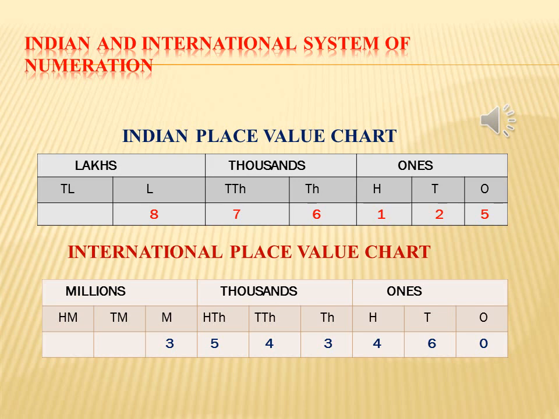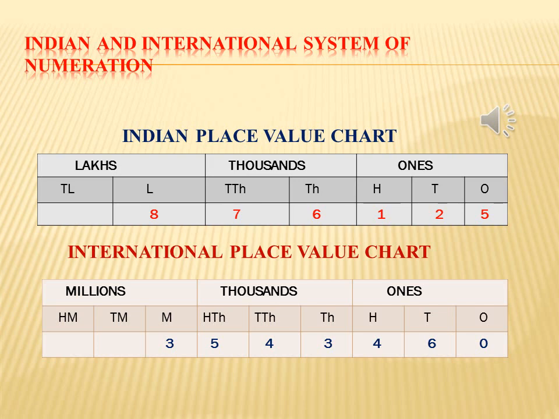Now look at the number given in the Indian place value chart. The number written in the Indian place value chart is 876125, and we all know how to read this number. This number is read as 8,76,125. We already know this.